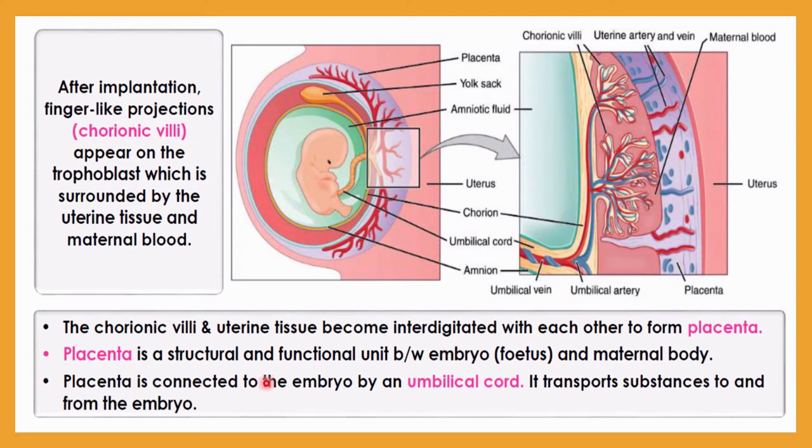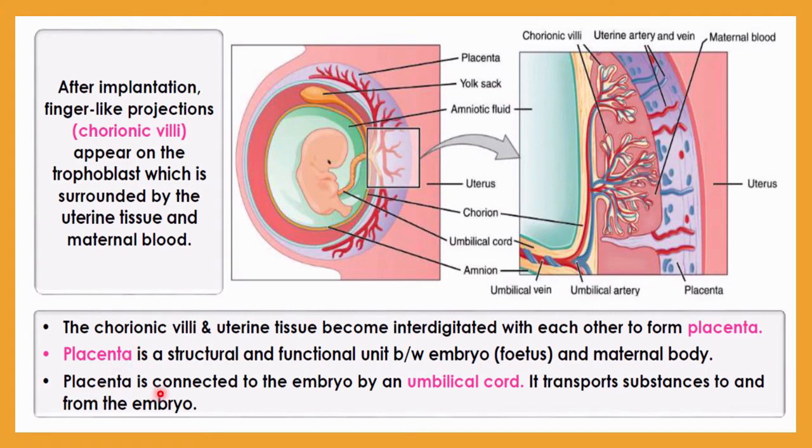The placenta is a structural and functional unit, so you must remember this definition. What is a placenta? A placenta is a structural and functional unit between the embryo, meaning the fetus itself, and the maternal body. So mother and fetus come in contact and communicate with each other by using this placenta.